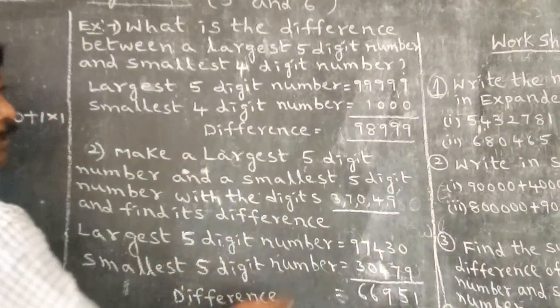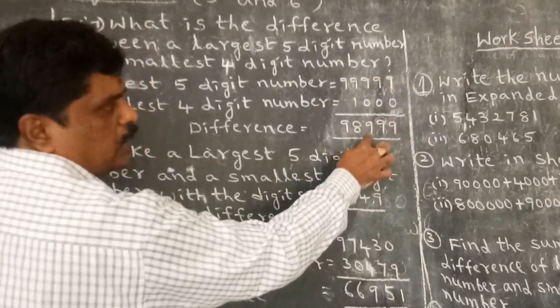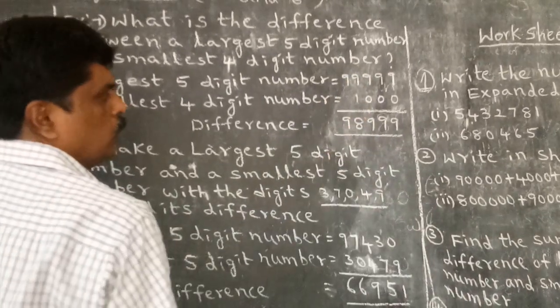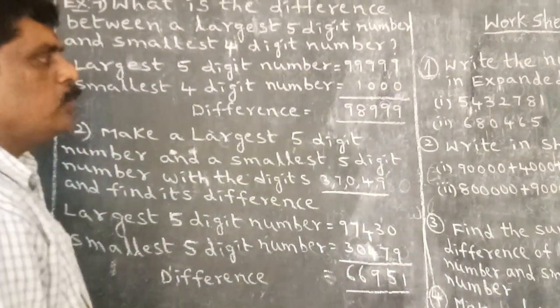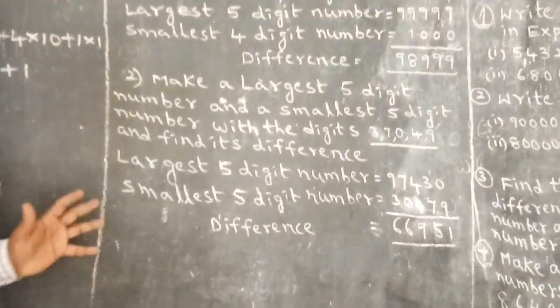The difference: 9 minus 0 is 9. 9 minus 0 is 9. 9 minus 0 is 9. 9 minus 1 is 8. So I have put 9 here. So our difference is 98,999.